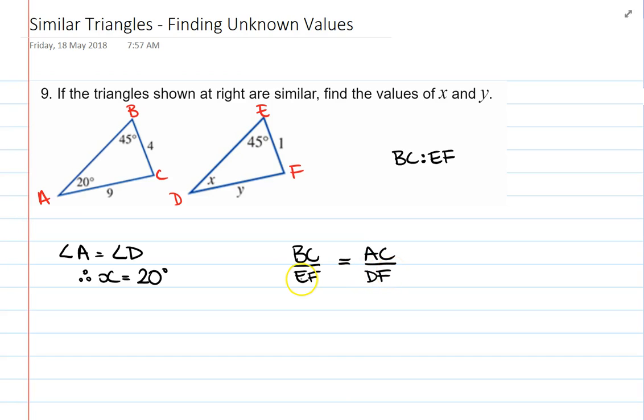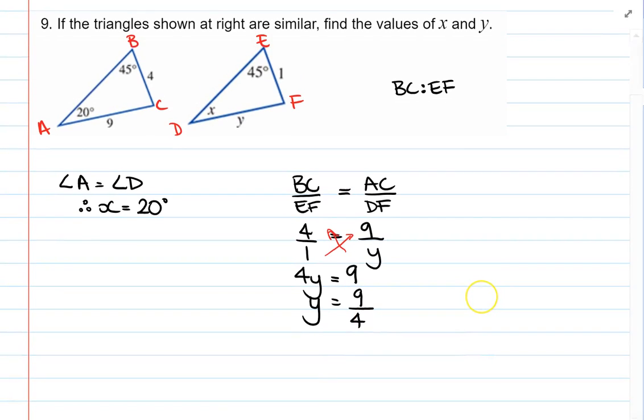Okay. Now I just substitute in those values. So 4 over 1 is equal to 9 over Y. We cross multiply and solve. I apologize for my very messy handwriting today. 4y equals 9. Y equals 9 over 4. If you want to simplify and end up with a mixed number, that's quite alright. So we can also say y equals 2 1/4 or 2.25. And that's it.